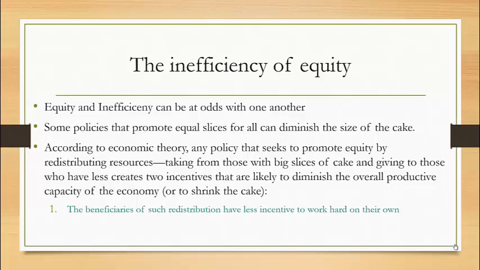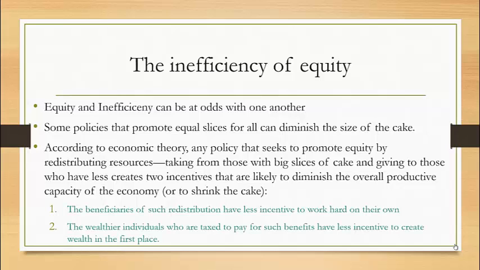for two reasons. The one is that redistribution, the argument goes, creates an incentive for those who are receiving it to not work as hard. And the second is that those who end up getting money taken away from them have an incentive not to work as hard or create as much wealth because they don't want to be penalized via taxation, right?